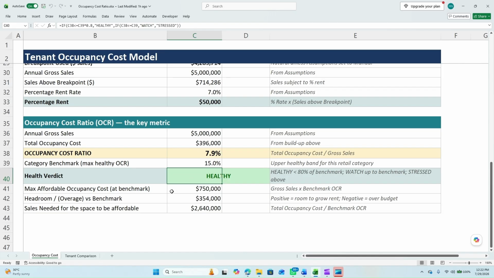And then we also calculate a few metrics which are important for strategic decision making. Now you see the first metric here is maximum affordable occupancy cost at benchmark. Now we are reverse calculating from the benchmark of 15% and the sales of 5 million, what is the rent that this tenant can pay. It comes out to $750,000, which is well above the $396,000, which is the total occupancy cost in the current lease structure. It gives a cushion and a headroom of $354,000 for the tenant to still be viable.